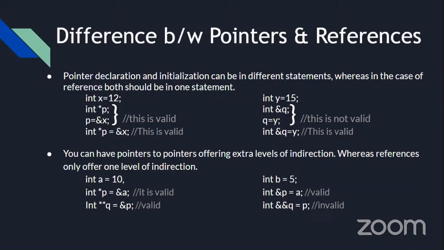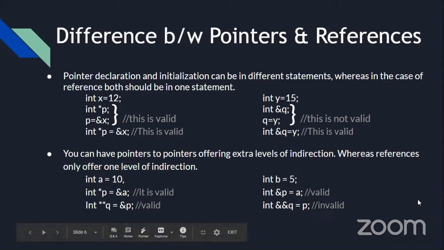This is perfectly valid. Here also it should be a small i. Now we are declaring another pointer and initializing it with the address of the previous pointer p. So here q is pointing to another pointer p. So there is a dual level of indirection happening there. This is perfectly valid in the case of pointers.